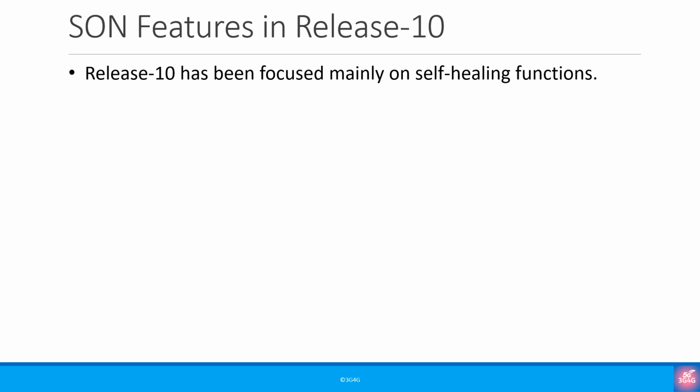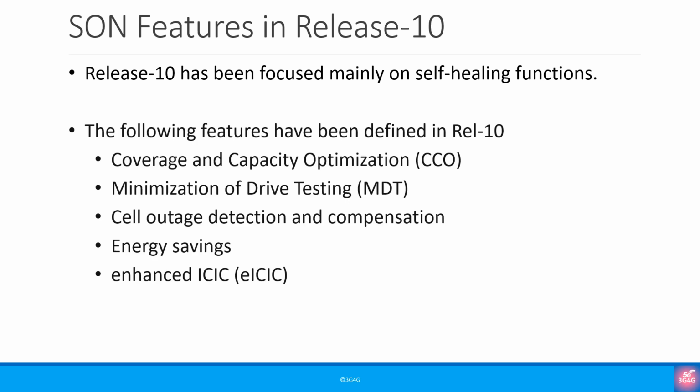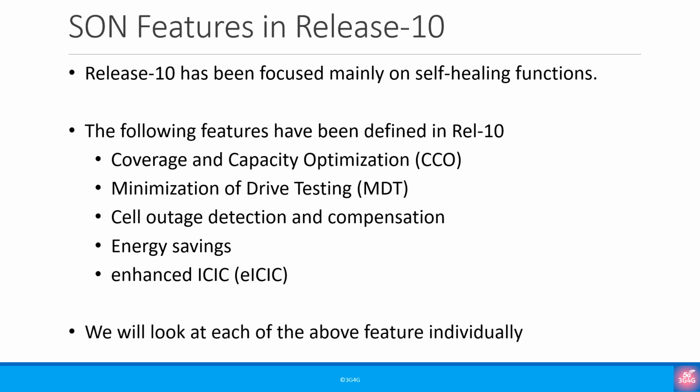As mentioned earlier, from a SON point of view, Release 10 focused mainly on self-healing functions. The following features have been defined in Release 10: coverage and capacity optimization (CCO), minimization of drive testing (MDT), cell outage detection and compensation, energy savings, and enhanced ICIC (eICIC). We will look at each of these features individually.